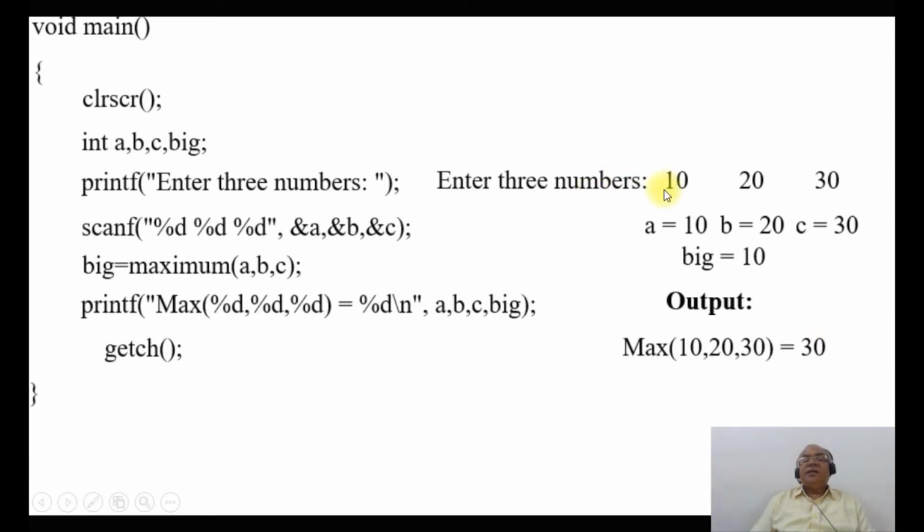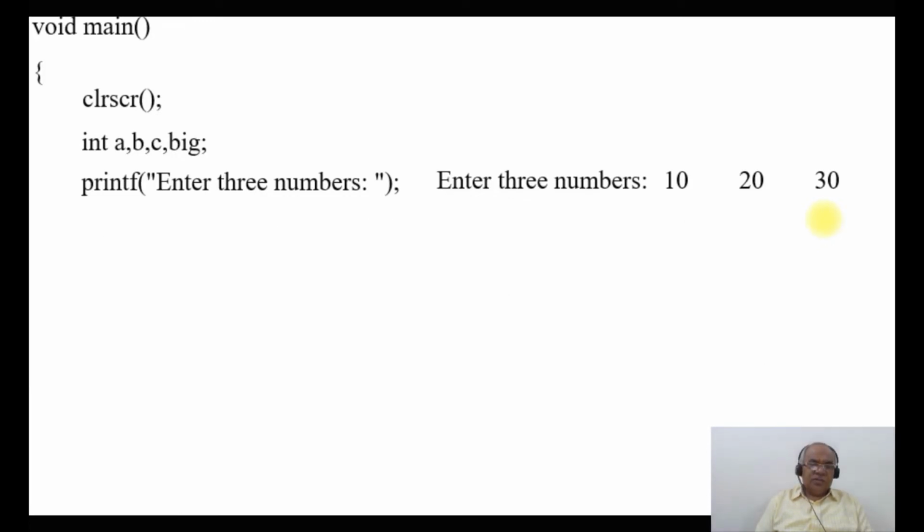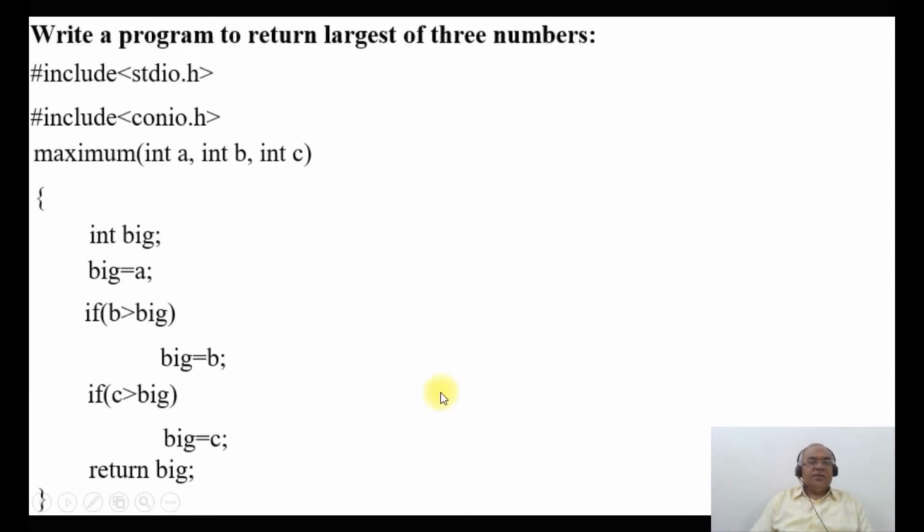Similarly, if you are considering 30, 10 and 20. So enter the three numbers. Once you read that, A is 30, B is 10 and C is 20. Then again it goes back to the main function here. Big is equal to A, big is equal to 30. Is B greater than big, that is, is 10 greater than 30? No. So again it goes to this.